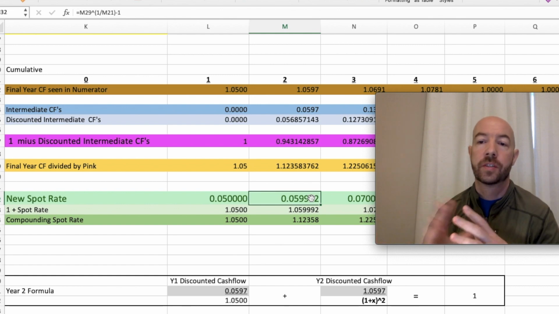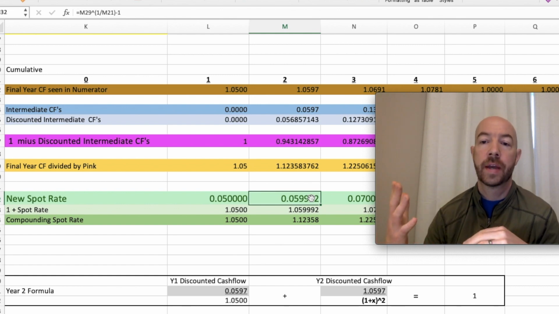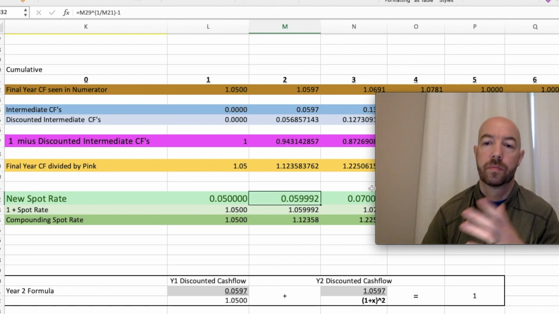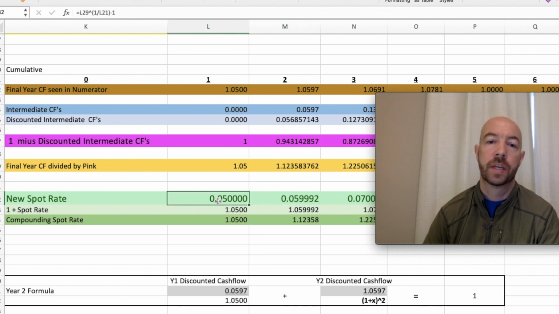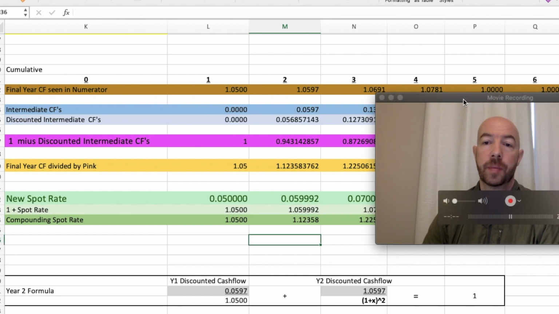So spot rates are given to you as a number that you need to raise to the appropriate exponent, right? Given whatever year you're in. So it was a 5% discount rate on the first year, but it becomes almost 6% in the second year. So that's what you're doing. It becomes a little more complicated.